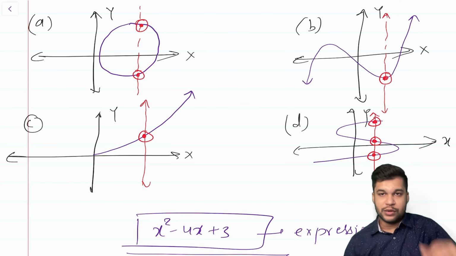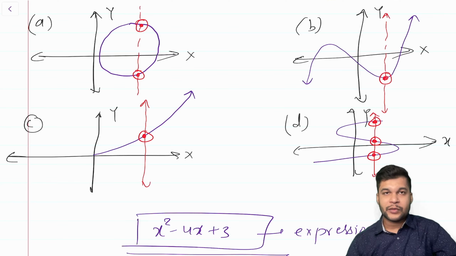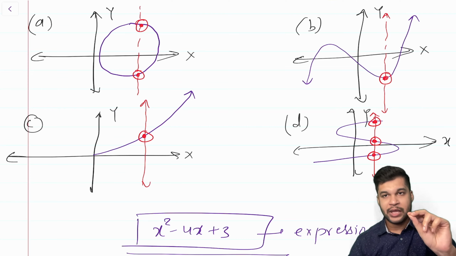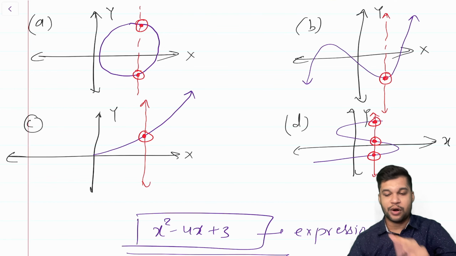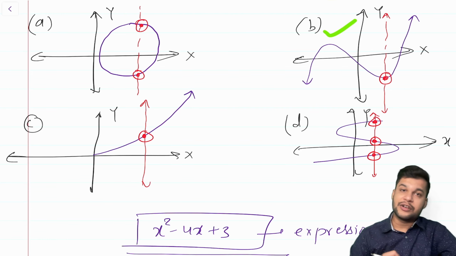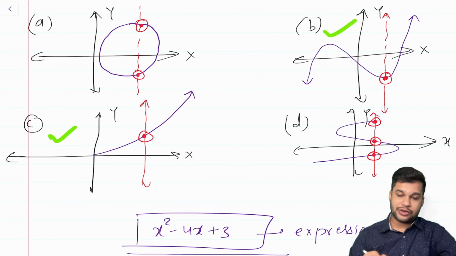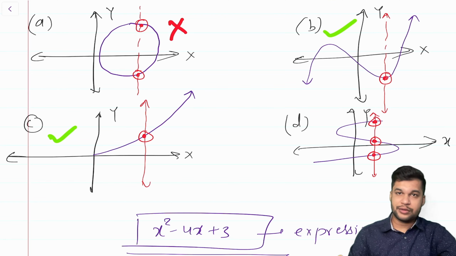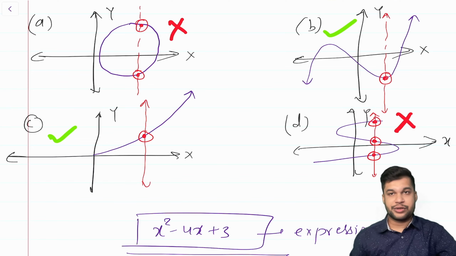So what do I conclude? If you have 1 and only 1 point of intersection, it is a function. If you have more than 1 point of intersection, it's not a function. So guys, this is a function. But what about this? This is not a function. This is also not a function, right?